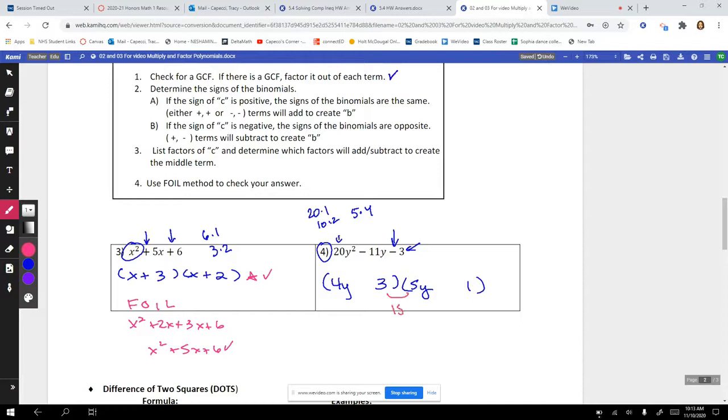My inside's going to give me 15y. My outside gives me 4y. Now when I subtract them, I know I get 11y. So that kind of just helps me, so I don't have to check the whole thing using FOIL. Now the one issue I have is where does my plus go and where does my minus go? Well, this 15 is the higher of the two, right? The other one's 4y. I need that to be negative since I have a negative 11 up here. So I'm going to put that negative here, and I'll put that positive there. And again, I can check using FOIL if I want to.